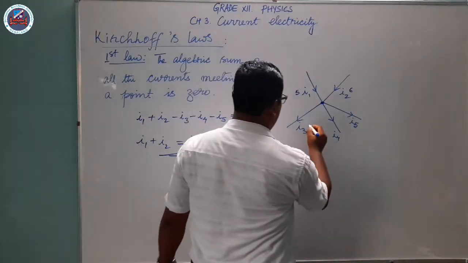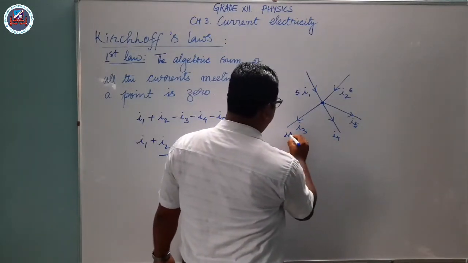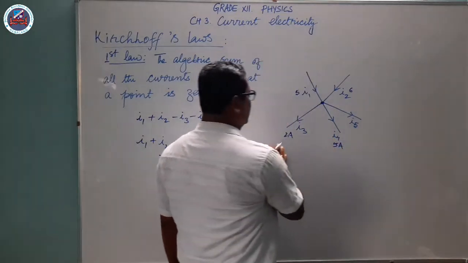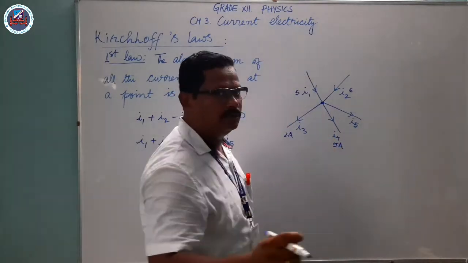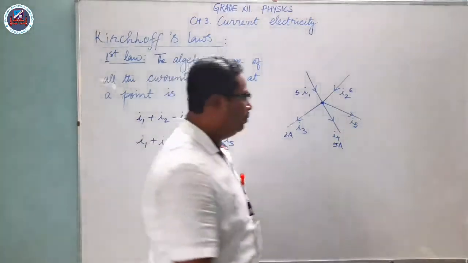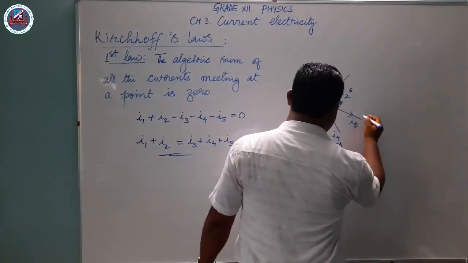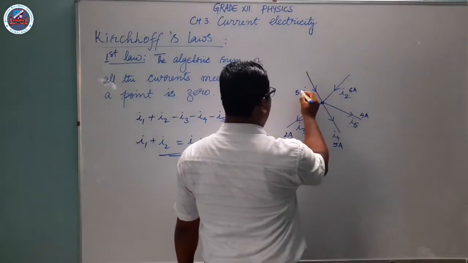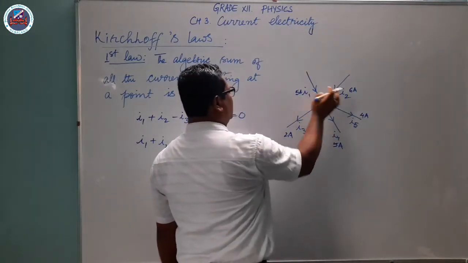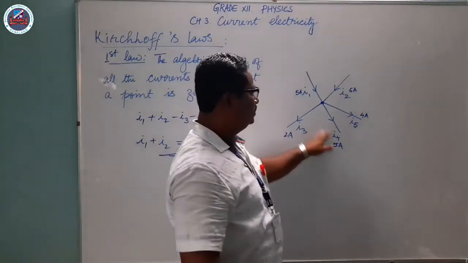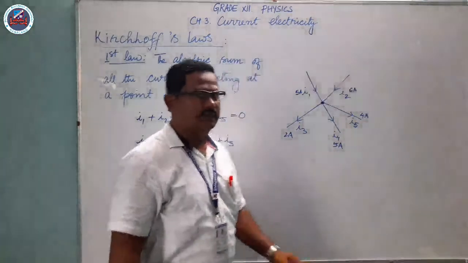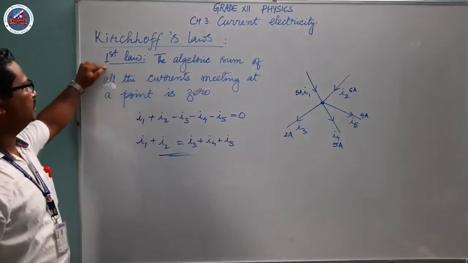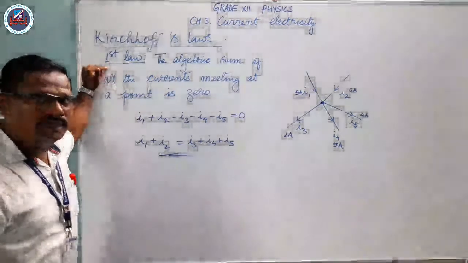Let us say I3 is 2 ampere and I4 is 5 ampere. Together it becomes 7. And how much remaining to get 11? 4. So from I5, 4 ampere will leave. Suppose I1 and I2 are 5 ampere and 6 ampere. Total is 11, so leaving also should be 11. This is what it says. This is Kirchhoff's first law. We call it Kirchhoff's current law as well.